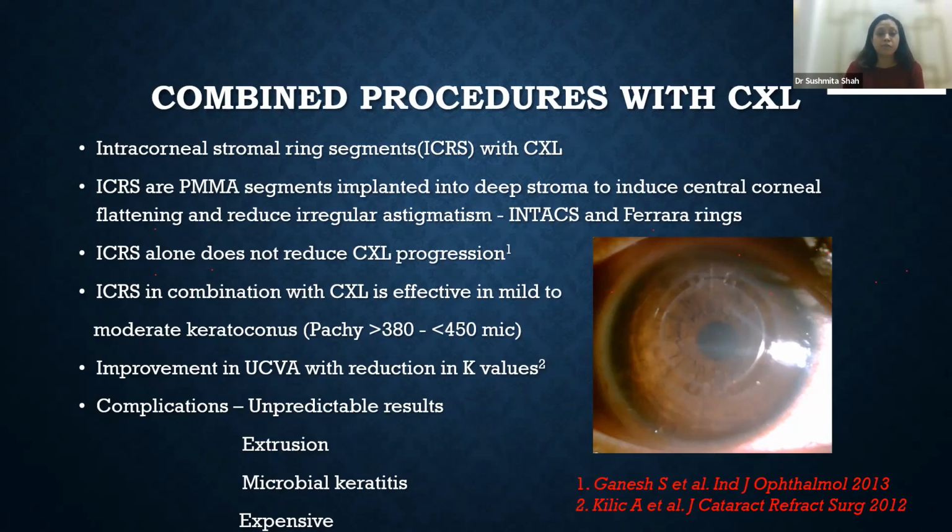One more thing I want to mention: when you're doing a combined procedure, whether you're doing a PRK or an ICRS with a CXL, it is important that we do that additional procedure first, followed by the CXL, because once you've done the CXL, you would have altered the stromal structure. And then these procedures do not work as well. It makes it very difficult.